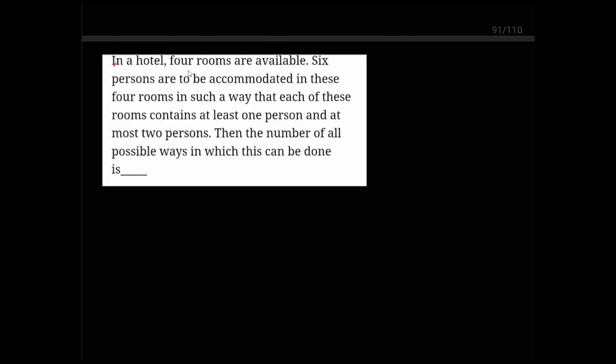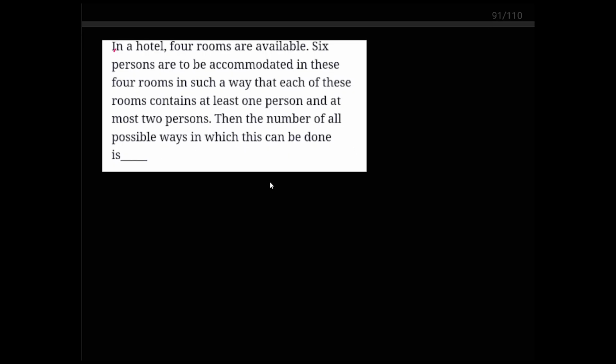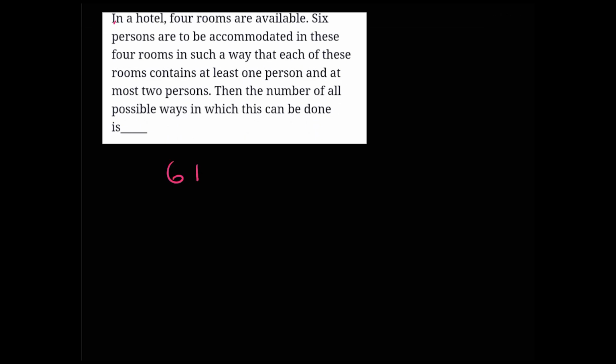Now we will do the second question. In a hotel, 4 rooms are available. 6 persons are to be accommodated in these 4 rooms in such a way that each of these rooms contains at least 1 person and at most 2 persons. Then the number of possible ways this can be done is. Now, they said that there are 6 persons and there should be at least 1 person in each room.